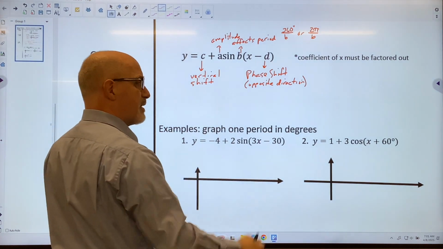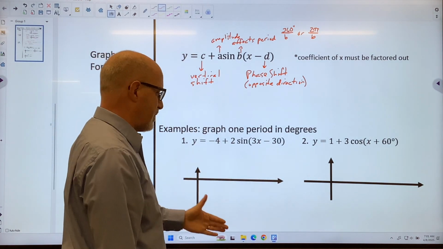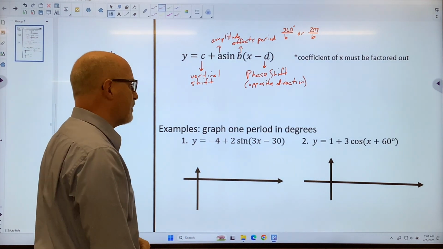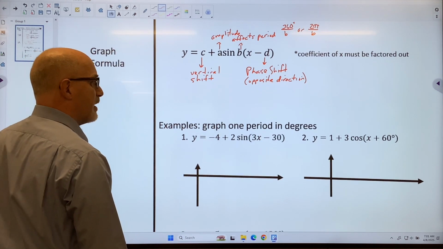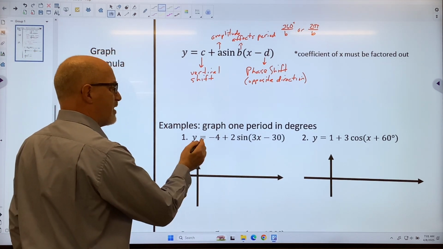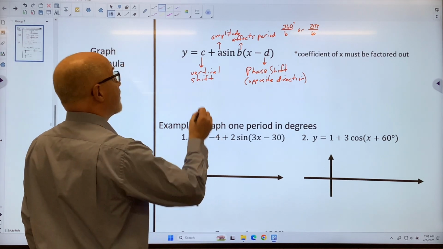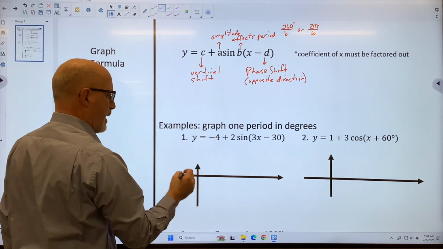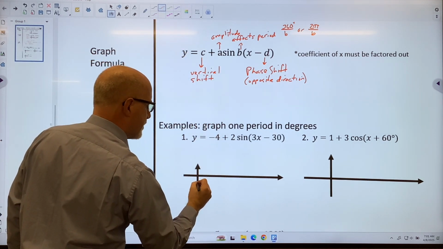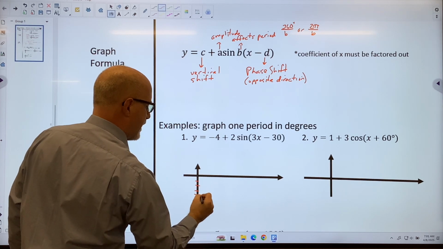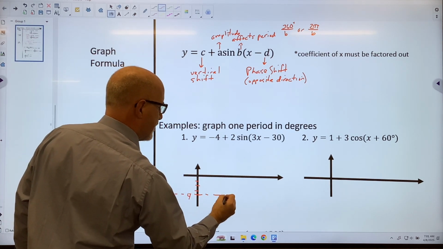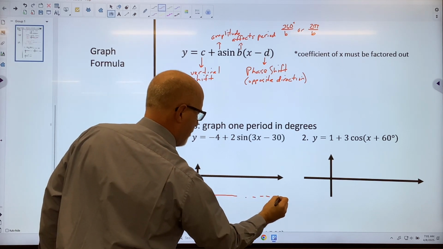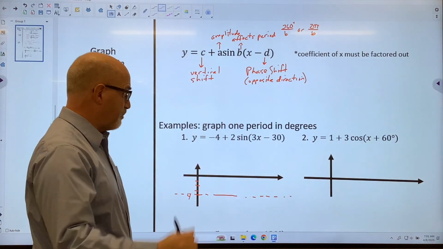Let's go ahead and do some examples here. We're going to use sine, cosine, and we'll do a tangent problem as well. So we're going to do one period here in degrees. So if I look at this, remember this is my vertical translation, so I'm going to go ahead and mark off -4 units down here. That's my new shifted midline, so I'll draw that in.